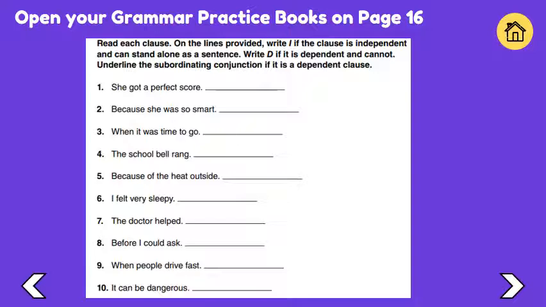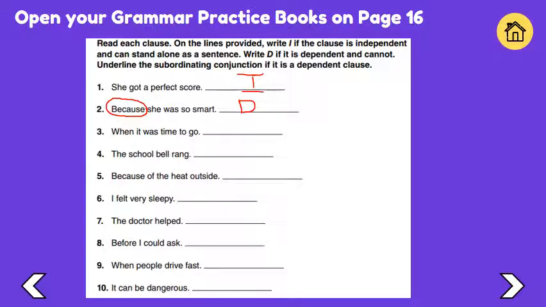Number one, she got a perfect score. I have a subject, I have a predicate, and I have a complete idea, then it is an independent clause. It can stand alone. Second one, because she was so smart. It has a subject, a verb, it has a subordinating conjunction, because, but it doesn't have a complete idea. So it is a dependent clause, and the subordinating conjunction here is because.